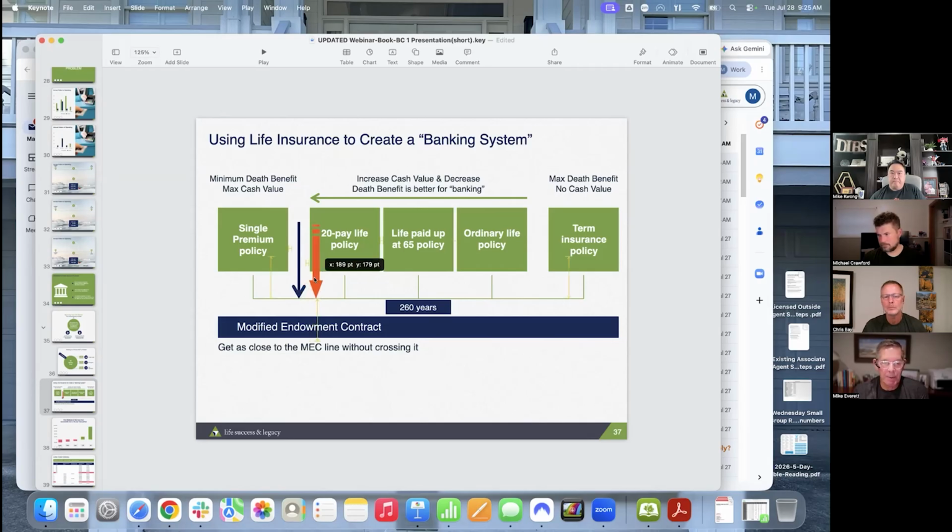So what ends up happening is we want to take a couple of full steps away from that modified endowment contract and not try to jeopardize this thing ever becoming a modified endowment contract, where you have to pay taxes on this thing.